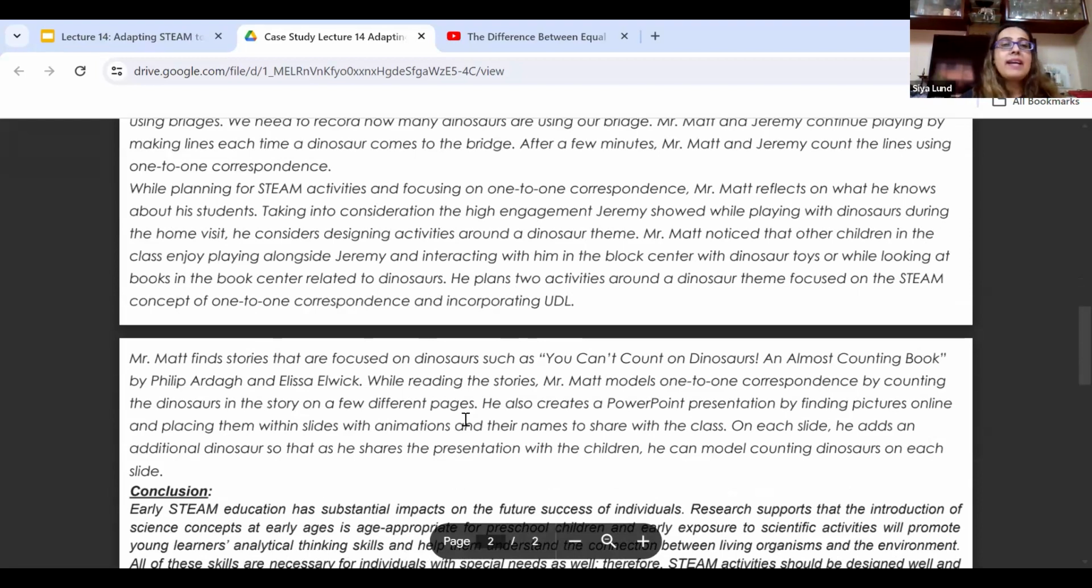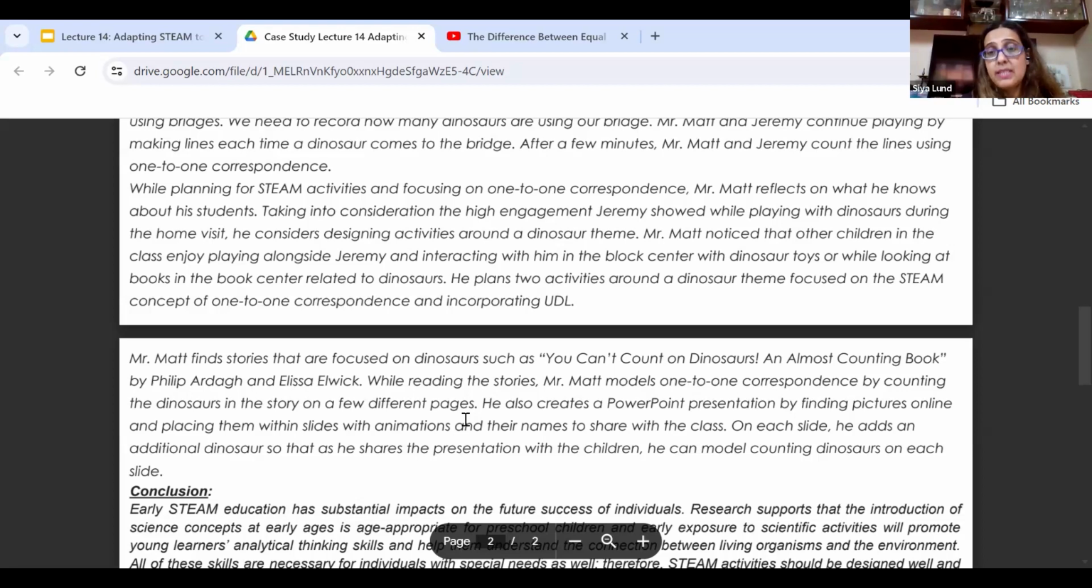So Mr. Matt finds stories that are focused on dinosaurs, such as You Can't Count on Dinosaurs and Almost Counting Book by Philip Adag and Elissa Elwick. Now, while reading the stories, Mr. Matt models one-to-one correspondence by counting the dinosaurs in the story on a few different pages.